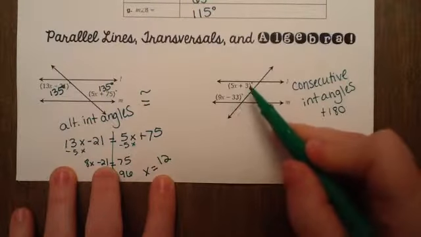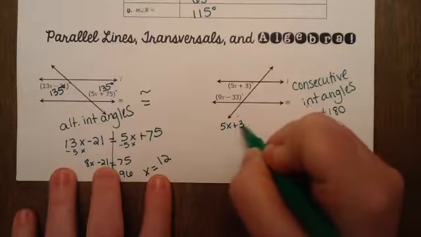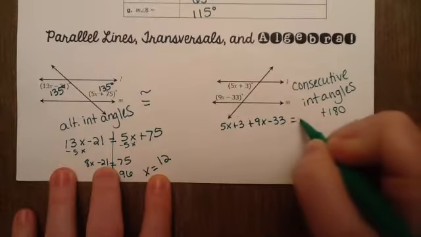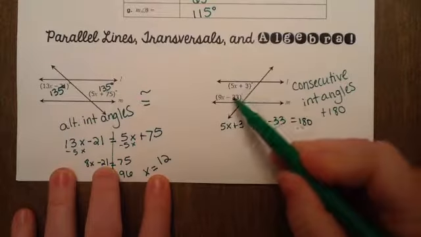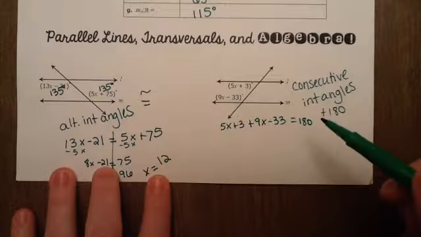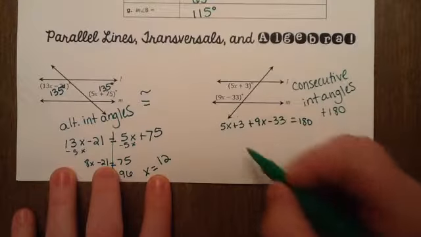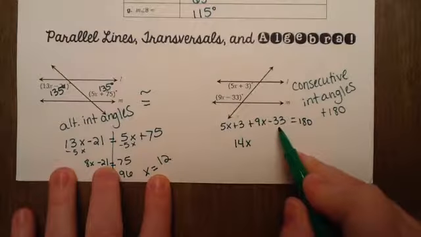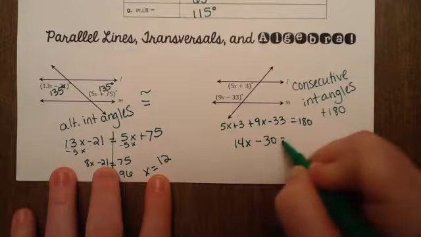So if these two angle measurements add to 180, add them together and have them equal 180. So if they are consecutive interior, they are supplementary, or they add to 180. Now go ahead and solve for x. 5x and 9x, 14x. 3 minus 33, negative 30.